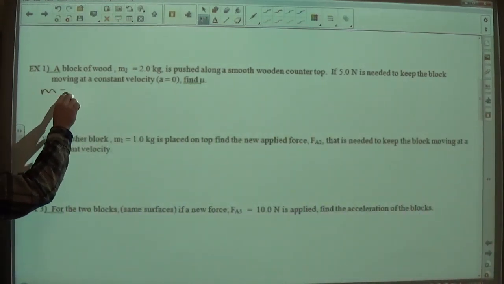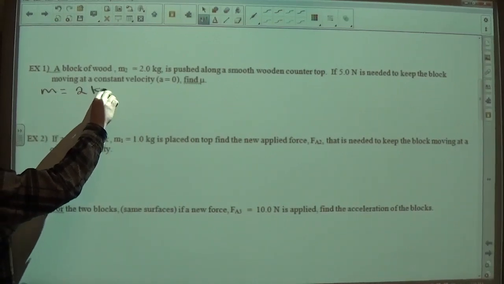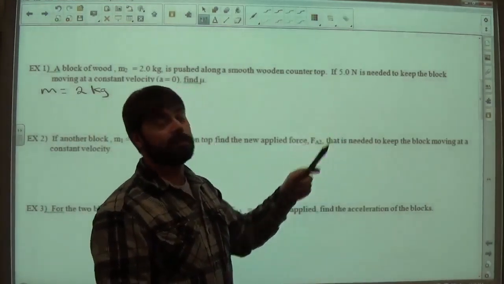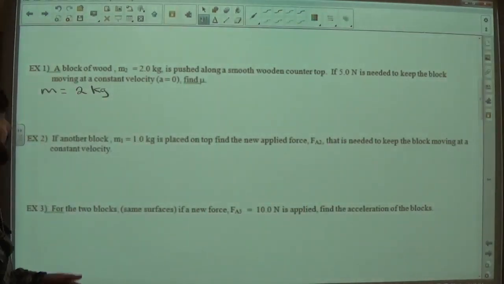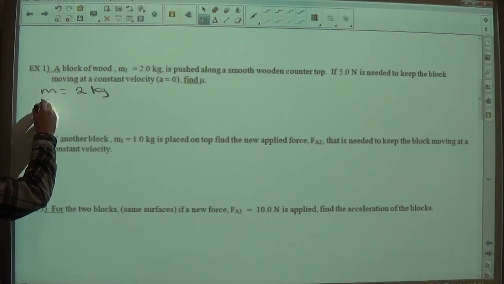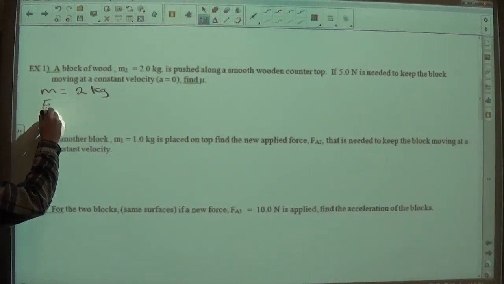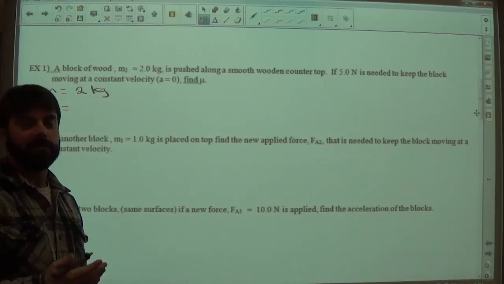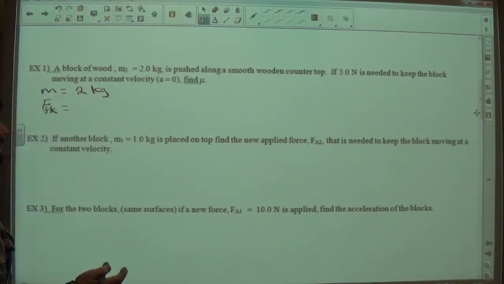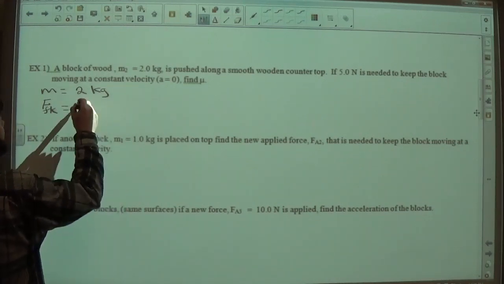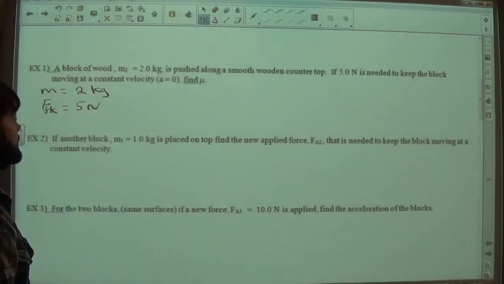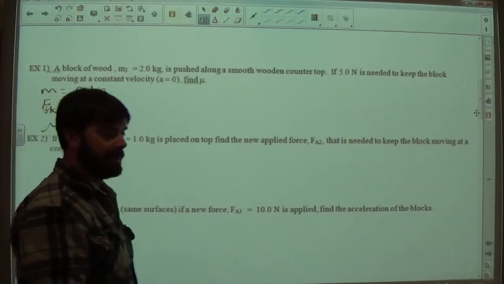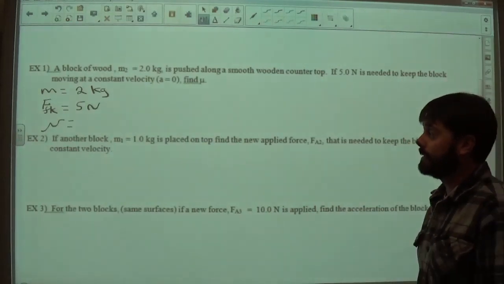They give us mass, which is 2 kilograms, and they give us the force applied here. So this is the force to keep the object moving at a constant rate. That means this would be the force of friction kinetic, because the object is moving, so you're overcoming the frictional force, but it's the kinetic frictional force, not the static. So this is 5 newtons, and that's all they give us. Then they ask us to find mu. So there's the variables that we got. We got mass, and we got the force of friction, and they want us to find mu.